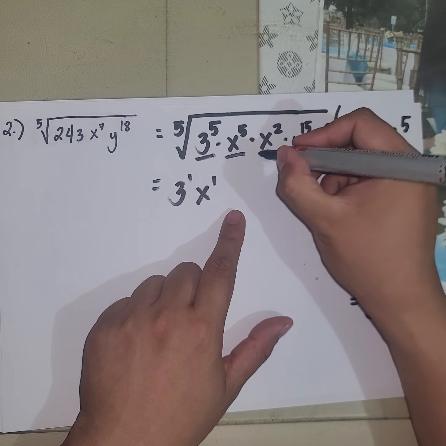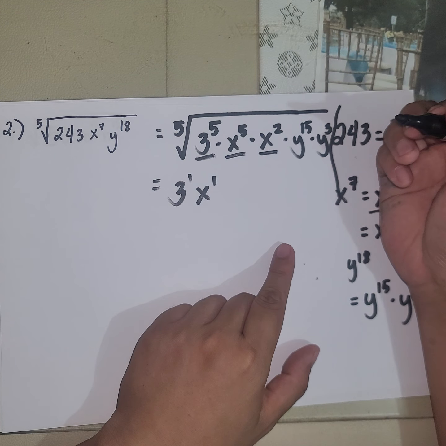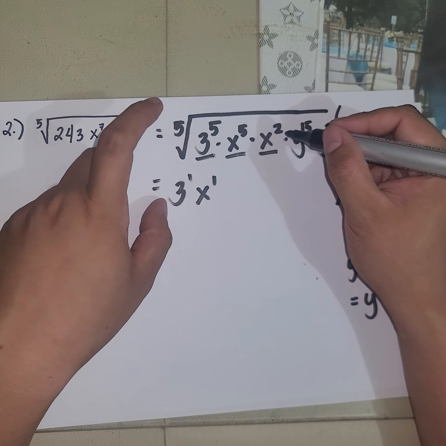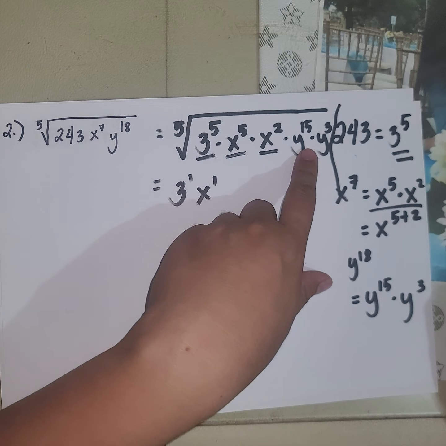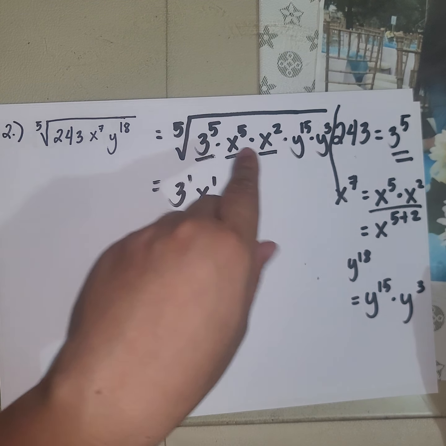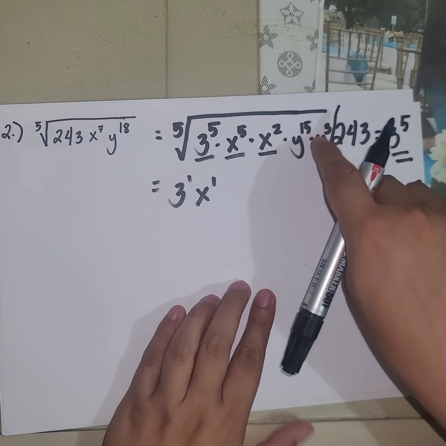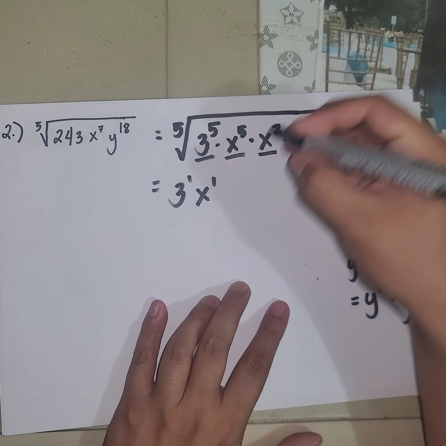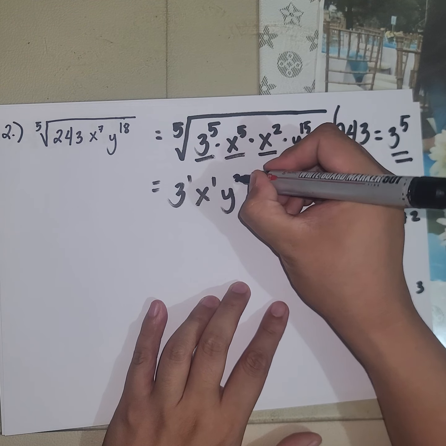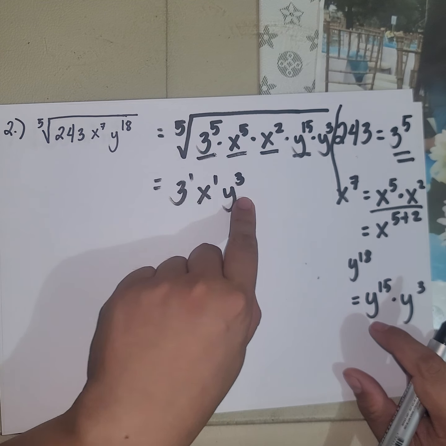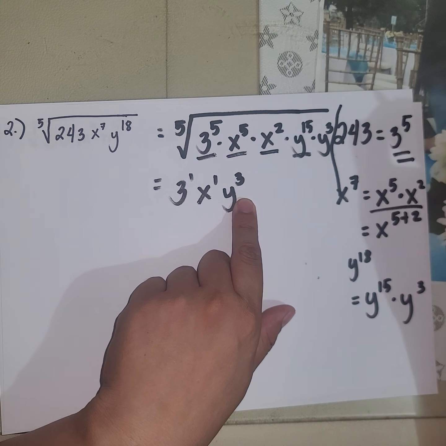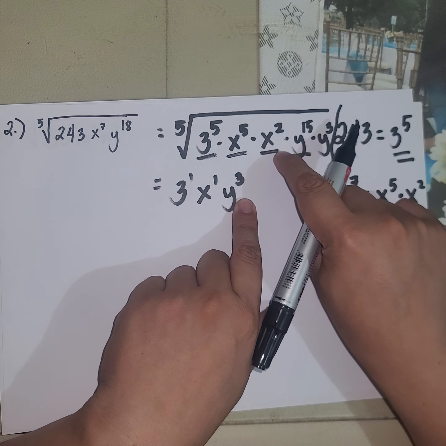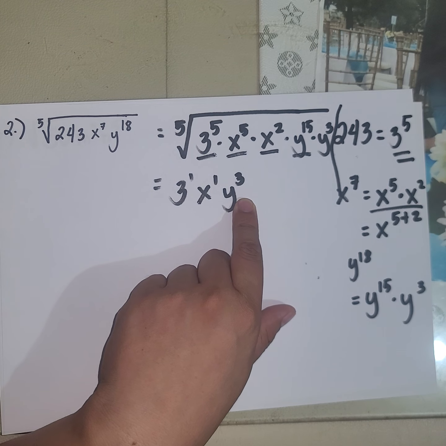How about x raised to 2? So, wag mo nang i-simplify. Hindi na natin yan pwedeng i-simplify pa, kasi 2 cannot divide 5. And next, y raised to 15, fifth root of y raised to 15, that is y raised to 3. 15 divided by 5, that is y raised to 3. And then, yung y raised to 3, fifth root of y raised to 3, same as with x squared. Hindi na natin siya pwedeng i-take yung root.